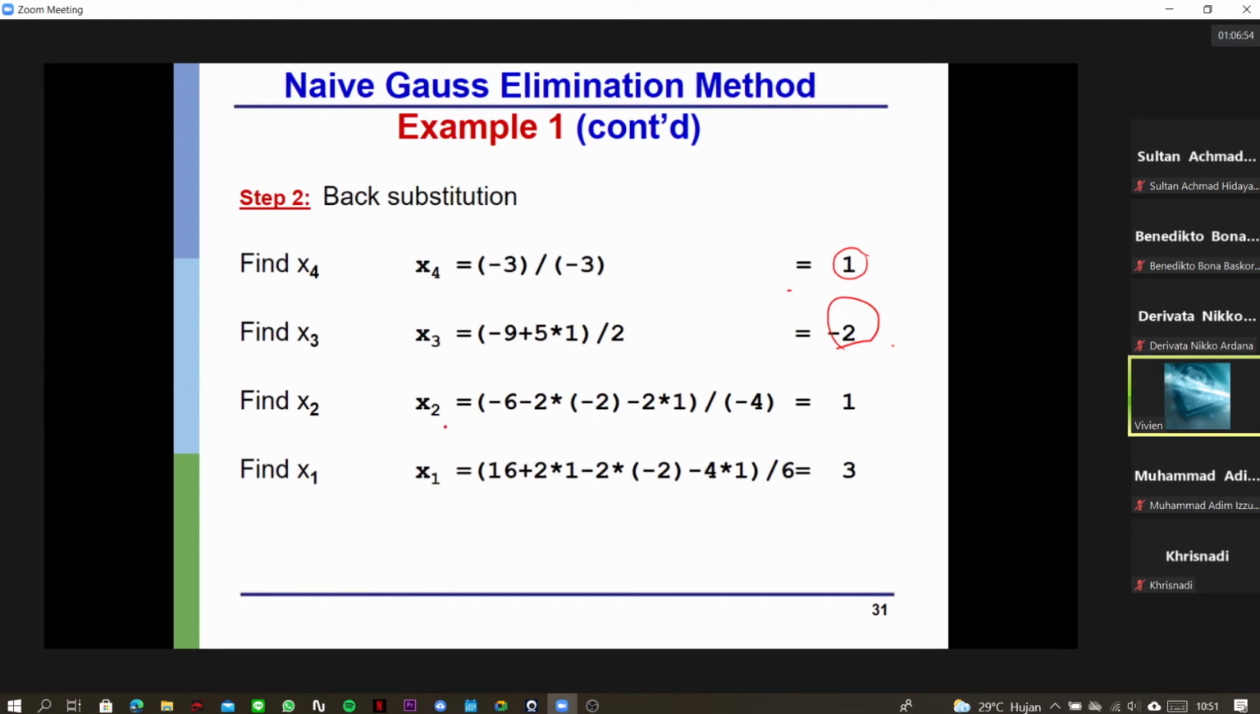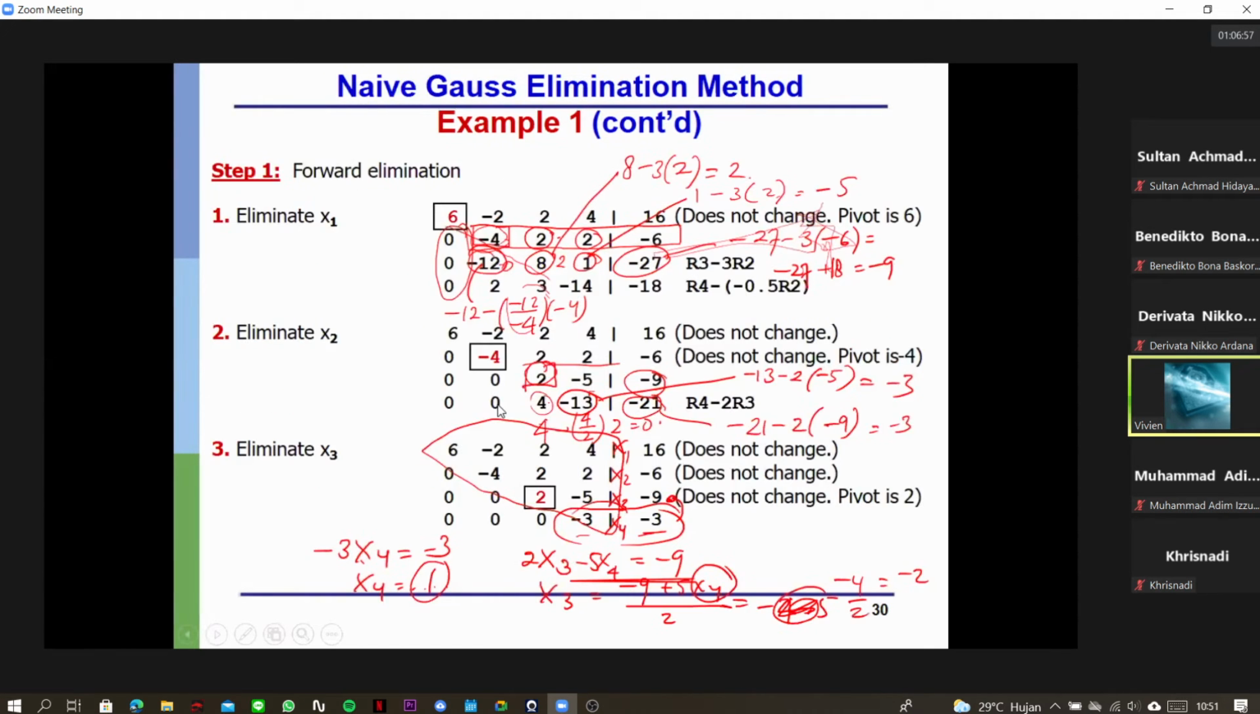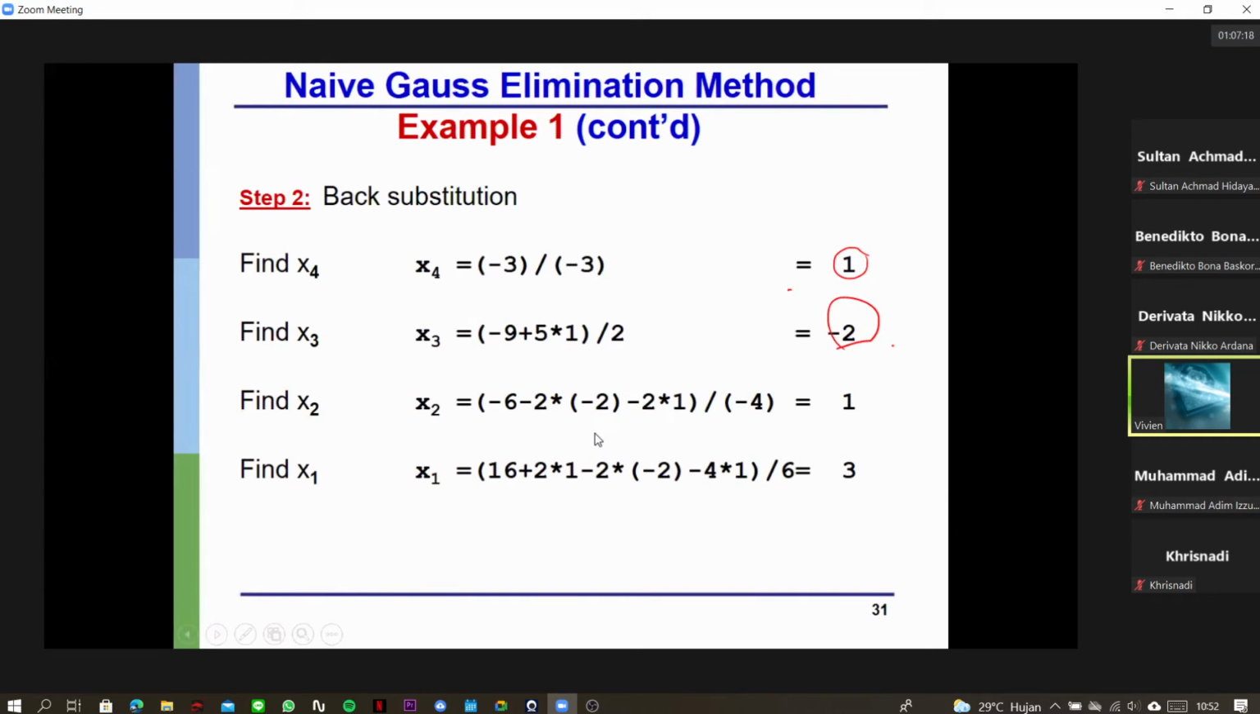And again, for x2, we can find it from these equations. So it will be minus 4x2 plus 2 times x3 plus 2 times x4, which will be equal to minus 6. Because we have the value of x3 and x4 already, we can find x2. Once we have x2, we can find the value of x1. So this is the result.